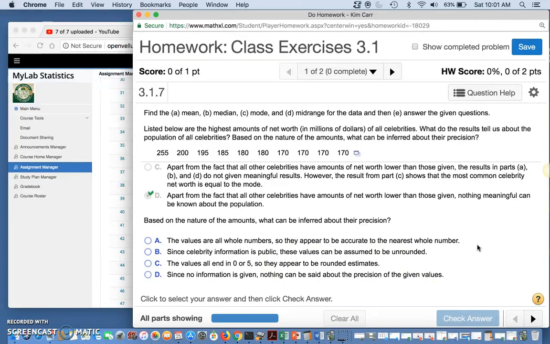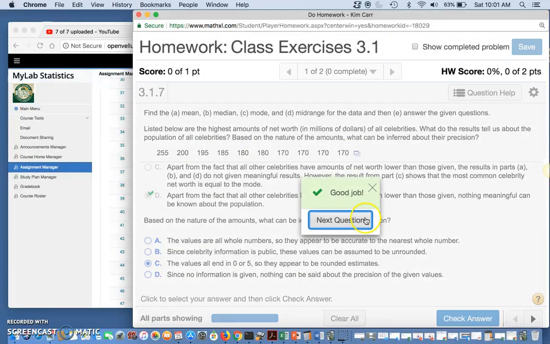And D, just see what it says. Since no information is given, nothing can be said about the precision of the given values. I like the one with the 0 and 5 ending. So that appears to be rounded estimates. And check your answer. Okay.